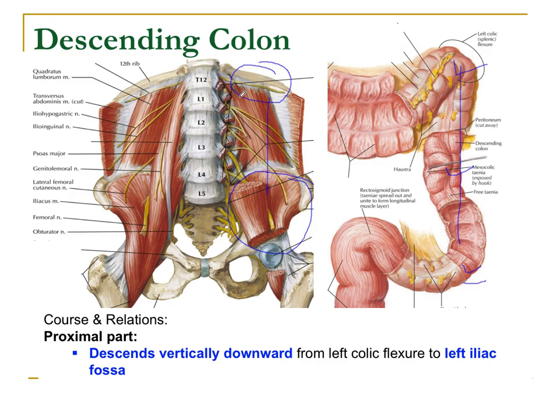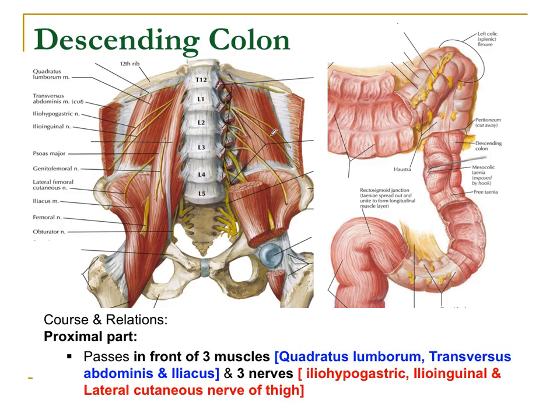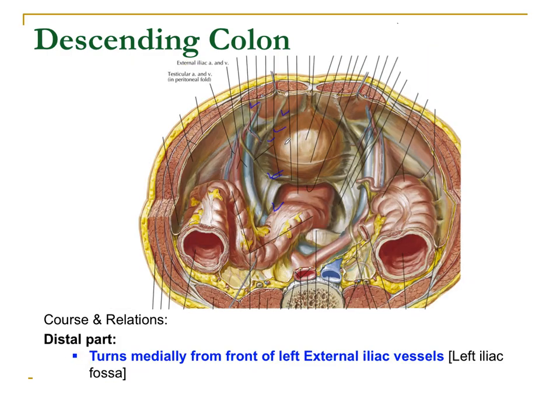Here again in this region there is the descending colon, and three muscles and three nerves come in relation in this part. Those three muscles, again showing the left side, are the quadratus lumborum, the transversus abdominis, and the iliacus. The three nerves involved are the iliohypogastric, the ilioinguinal, and the lateral cutaneous nerve of thigh. So three nerves and three muscles are in the posterior relation of the descending colon.